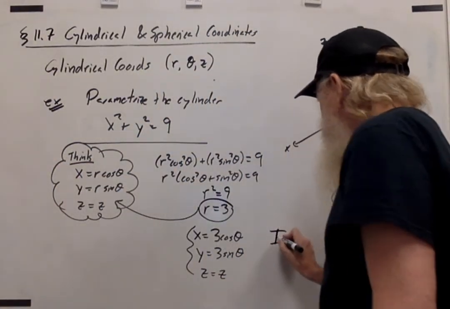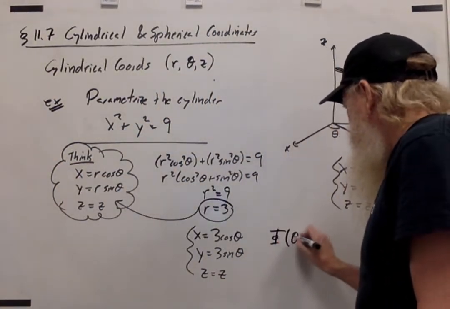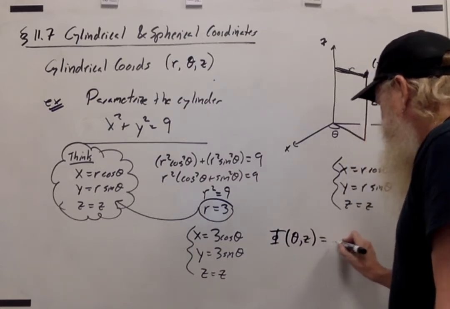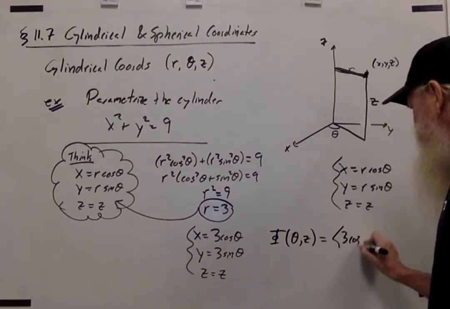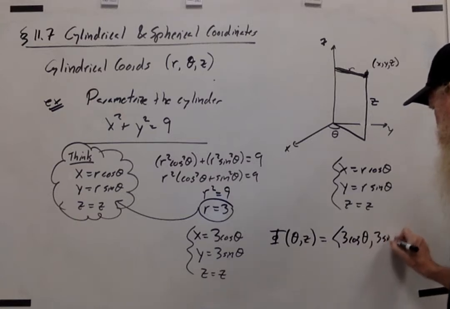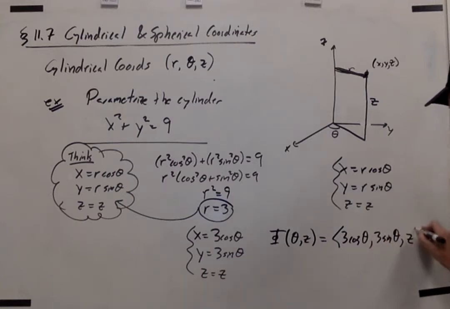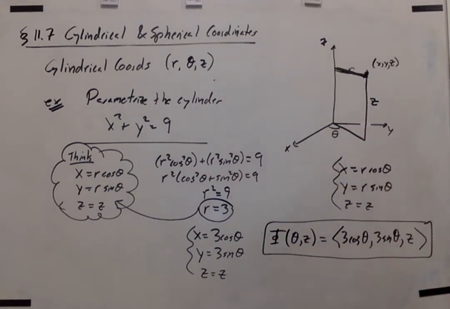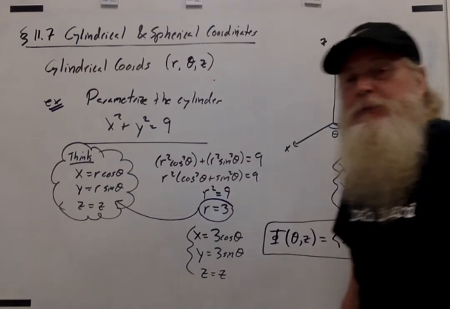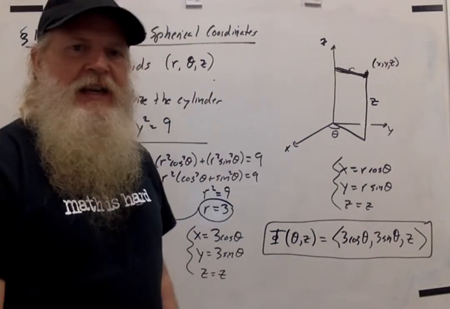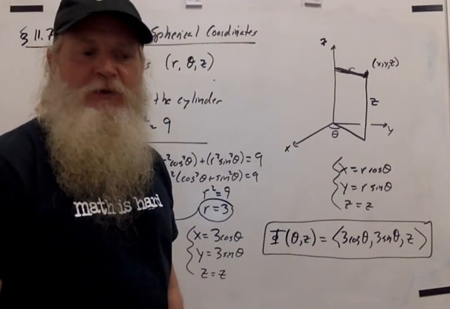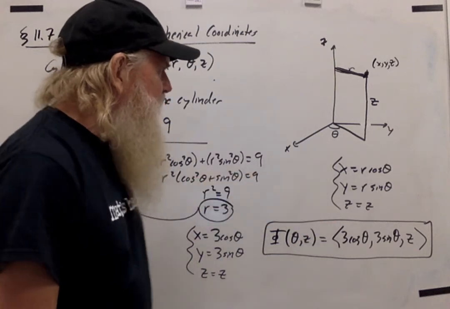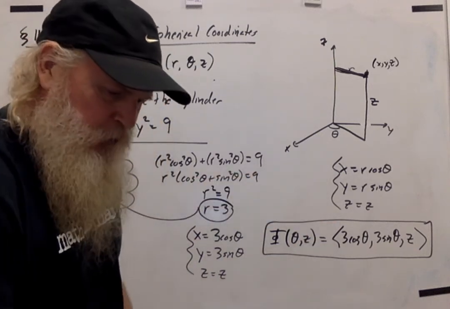So my parameterization would be phi of theta and z is equal to 3 cosine theta, 3 sine theta, and z. Now, if you remember, when we parameterized this before using rectangular coordinates, we had to break the cylinder into 2 separate pieces, S1 and S2, and carry out a parameterization for each. Here, we can take care of the entire cylinder using just one parameterization.